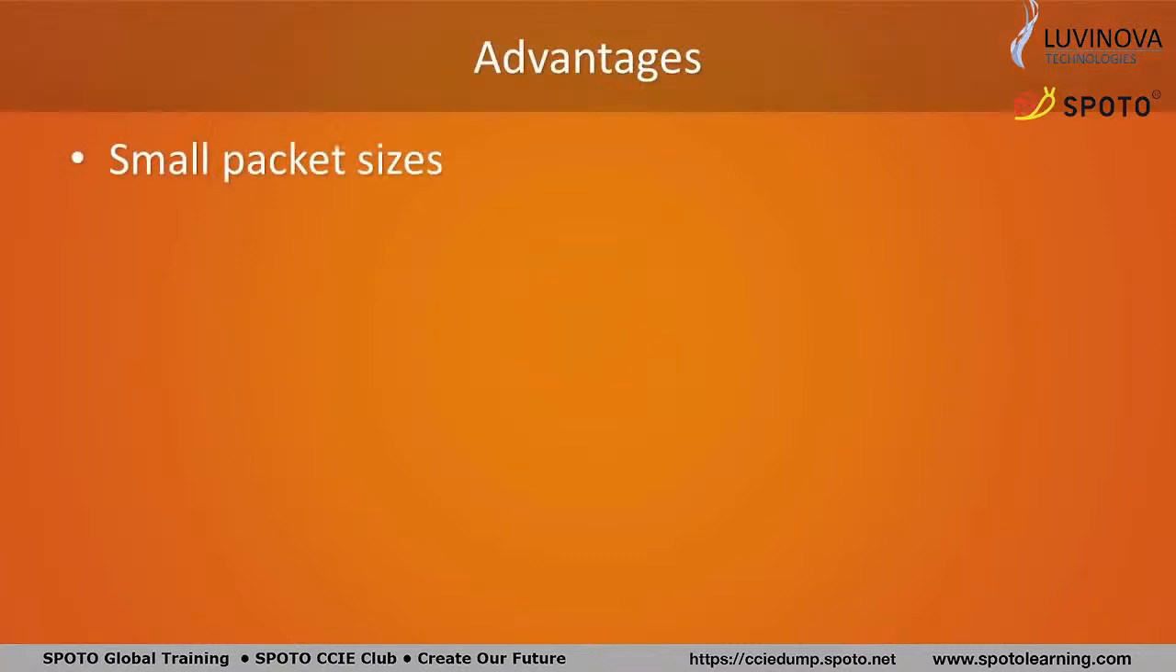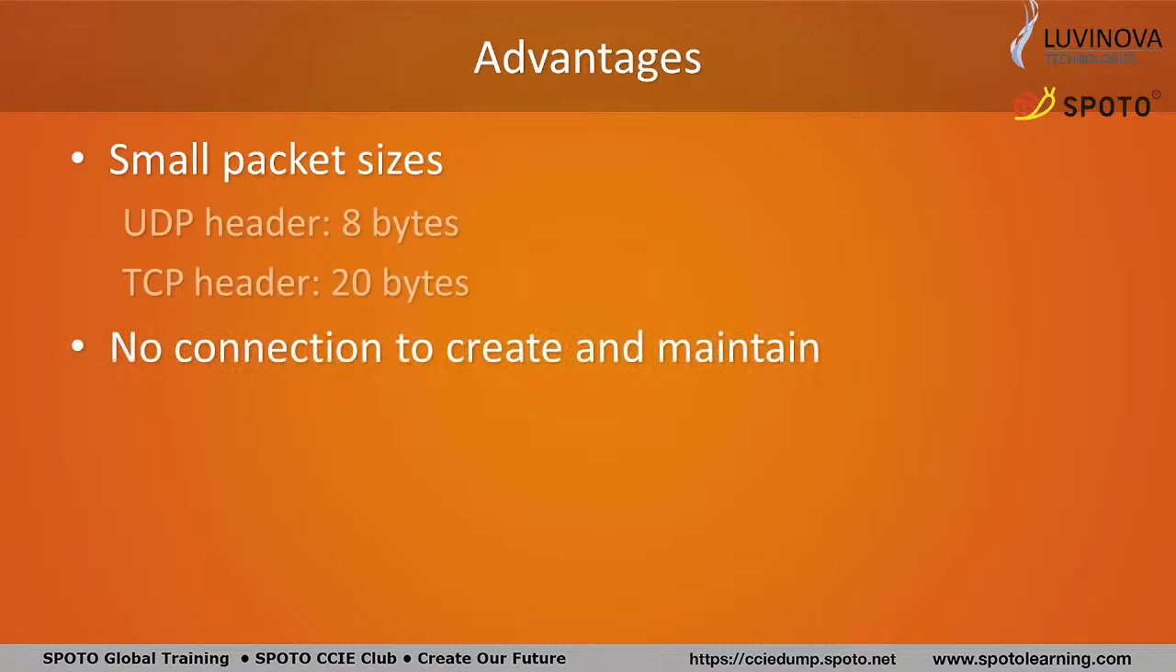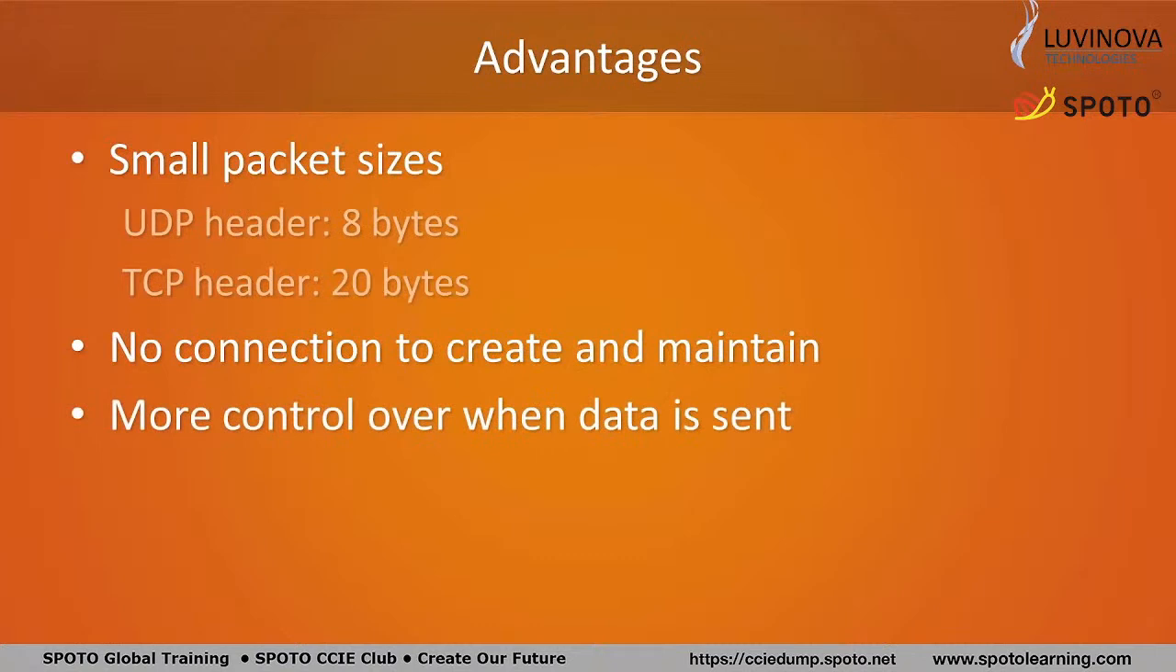One of the biggest advantages of UDP is that its packet sizes are smaller than TCP, about 60% even. UDP headers are 8 bytes and TCP headers are 20 bytes, so that's a big difference. UDP is connectionless. This means that you don't have to create a connection first before sending out data. And finally, you have more control over when data is being sent out. Now, I do realize that this may sound a little vague to you, but once we get TCP into the mix, this will become clearer.